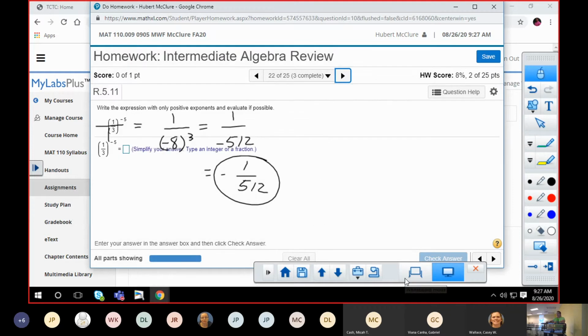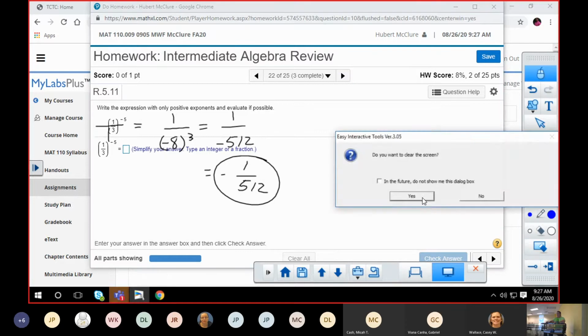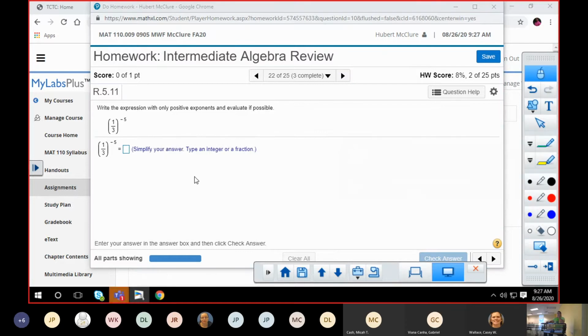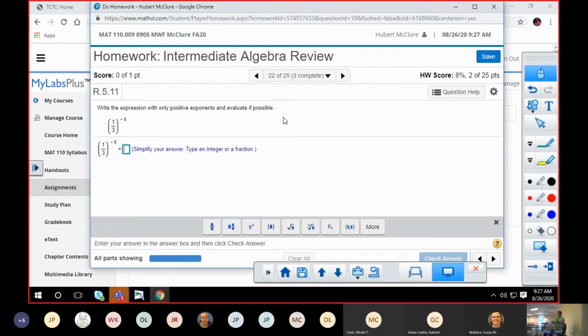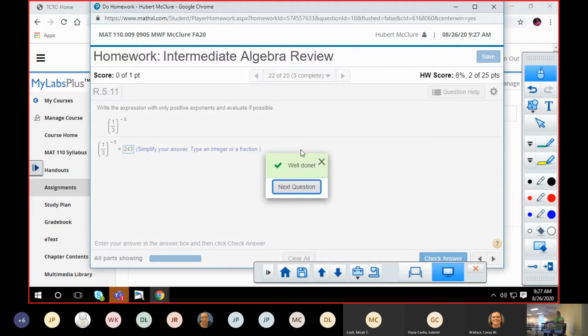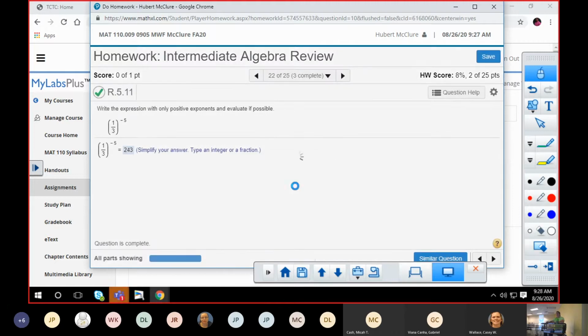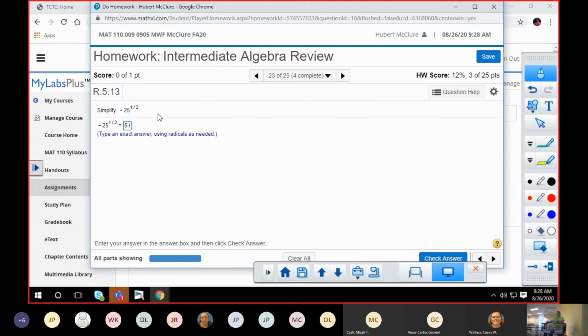All right, this one says, okay, I would change this to 3 over 1 to the -5th power, that'd be to the +5th, and 3 to the 5th, 3 to the 2nd, 3 to the, I don't know, 3 to the 5th, that'd be 81, what is it, 243? Thank you.